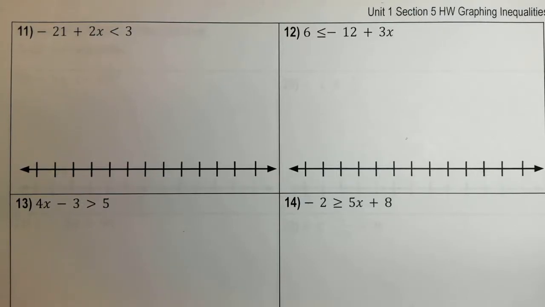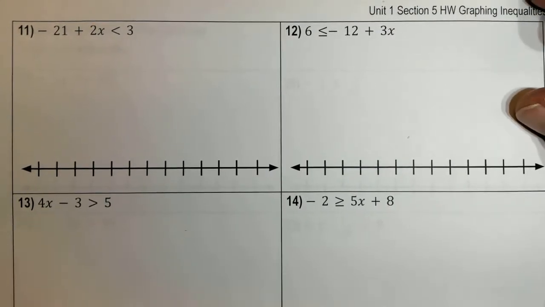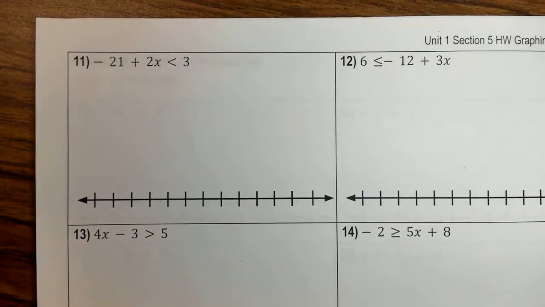All right, this is Unit 1, Section 5 homework. Now I'm on the second page, so 11 through 18. All right, so let's get started with 11.